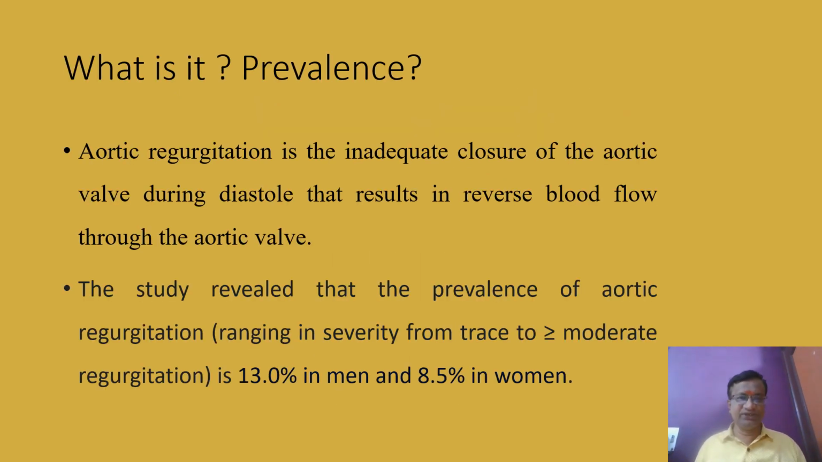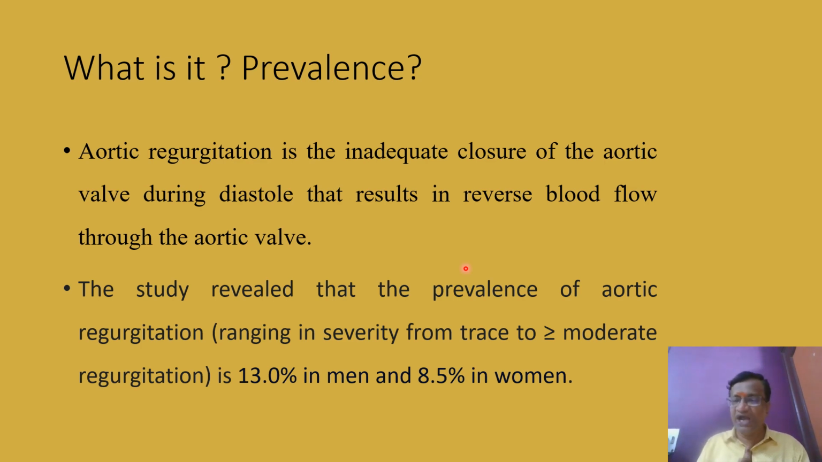Now, what is it actually? Aortic regurgitation, what is it? It is an inadequate closure of the aortic valve during diastole. The LV pumps, the valve opens, it ejects. The valve closes and diastole happens. Now, if it is not able to close properly in diastole, there will be a leakage or tracking of blood into the LV from the aorta. This is what is called aortic regurgitation.